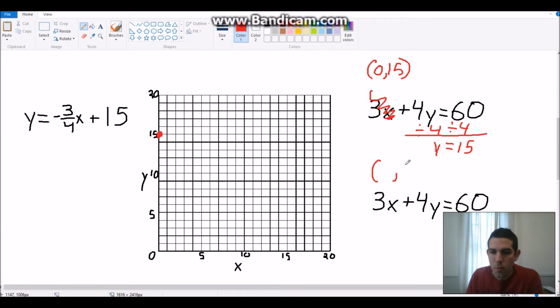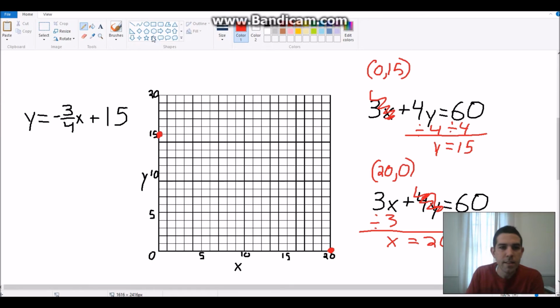Now let's find my x-intercept. Let's make y 0, cross it out, and solve for x. Divide both sides by 3, and I find that x equals 20. Alright, so there's my x-intercept, and I can graph it. X is 20, y is 0. And lastly, all I have to do to make this a line is connect the dots. There is my first line using standard form.